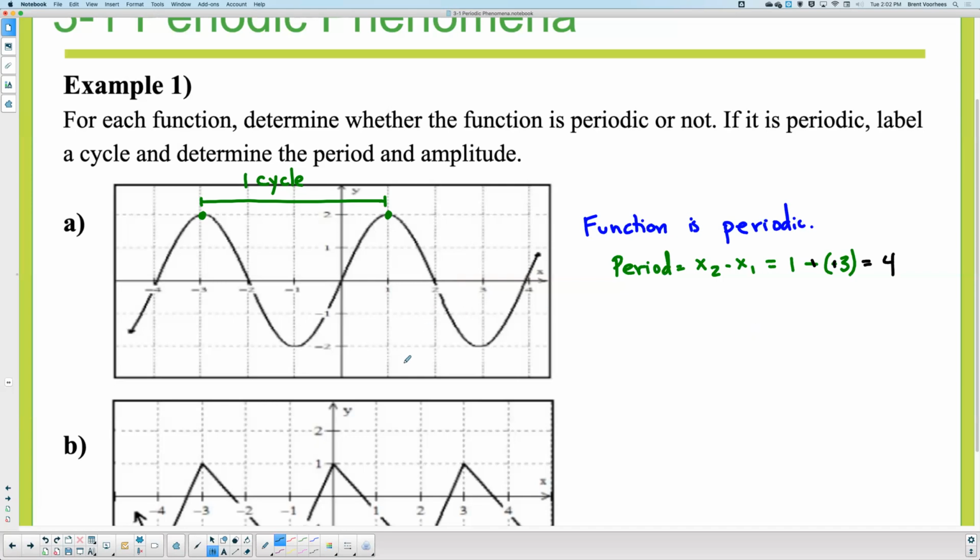Now, what's the amplitude? How do we find the amplitude? The midline. You can use the midline, which I'm going to add in a midline. Midline to a maximum. So if I did this, that right there is an amplitude.